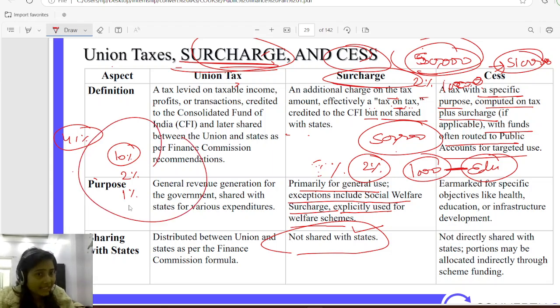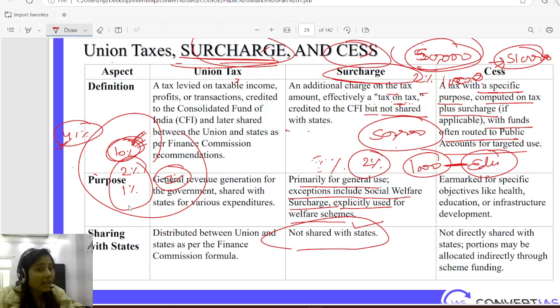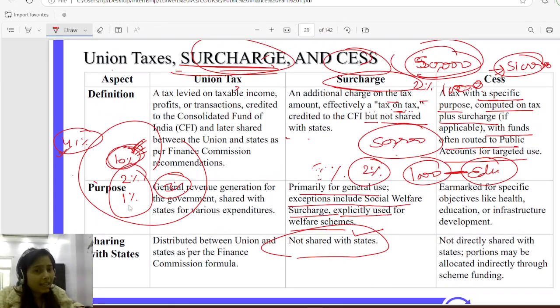Okay, states are getting a share from this 10%. 41% of the total tax received, they are getting from this amount. This 3% is going into the central account only, not into the state account. Okay, what the current government is doing is that they used to charge 8% in income tax.